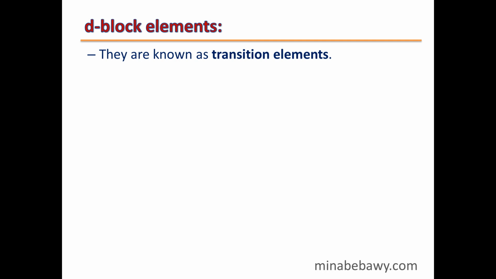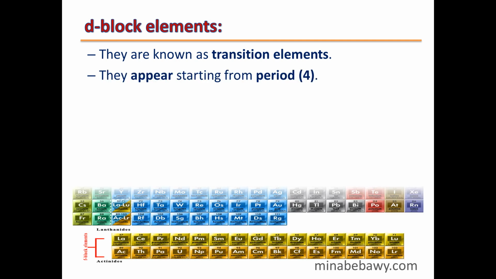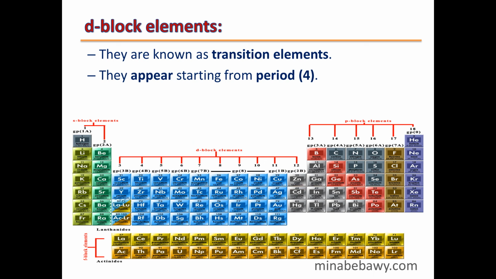D block elements also are called transition elements, and as you can see, they start to appear starting from period 4. We don't have D block elements in period number 1 or 2 or even 3. They start to appear starting from period 4.